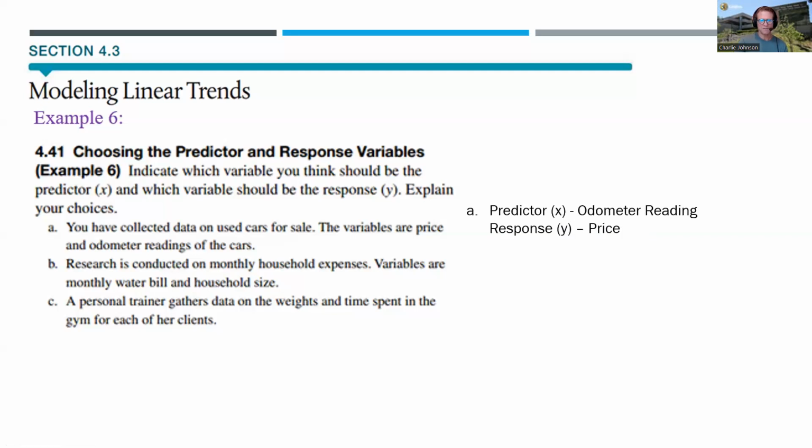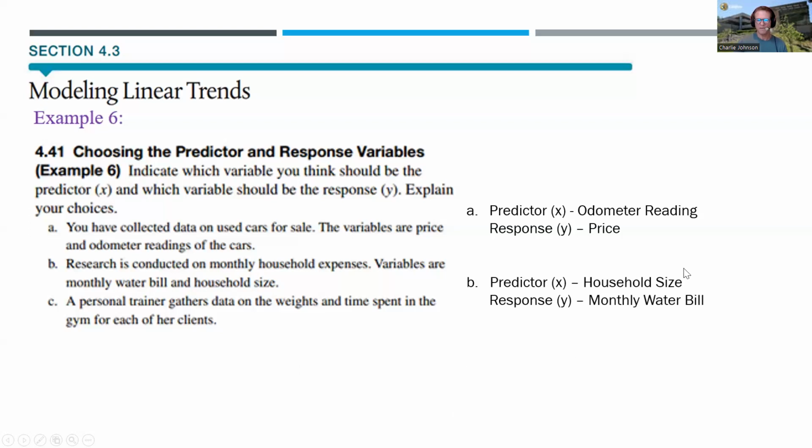Research is conducted on monthly household expenses. Variables are monthly water bill and household size. We know that if we have a very large household size, we're going to be spending a lot of money on water because of all the showers and the toilets and everyone turning on the faucet. We typically will not look at a large water bill and say, oh, that had to be a large household size, because there are other reasons that it could be a large water bill. So that means that the household size is the predictor and the response is going to be the monthly water bill.